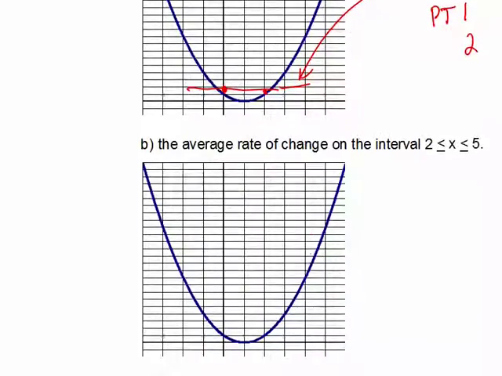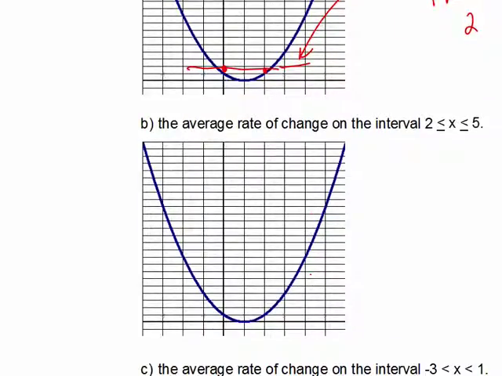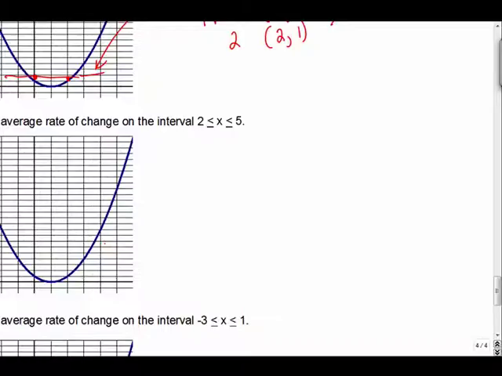Now I want to do the same thing for the average rate of change between 2 and 5. So what I'm going to do is f of 2. No, I'm going to do it the other way. I could do it that way, but I want to do the upper one first. f of 5 minus f of 2 over 5 minus 2.